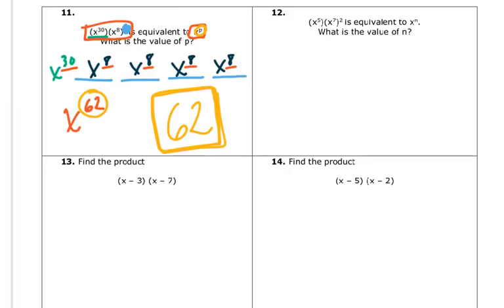So in number 13, it says, find the product. Don't let the words confuse you. This just means multiply. There's no plus sign there. I'm not adding. Between those parentheses, there's nothing there. So that means we multiply them together.